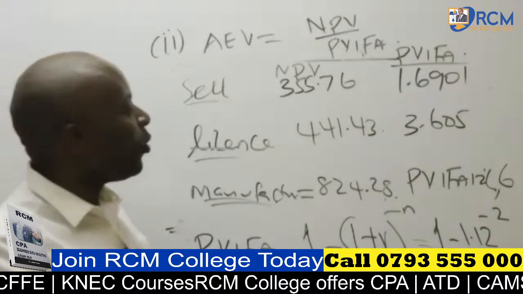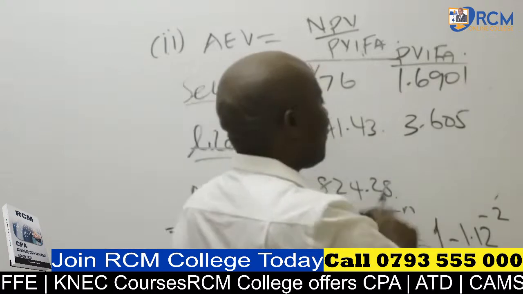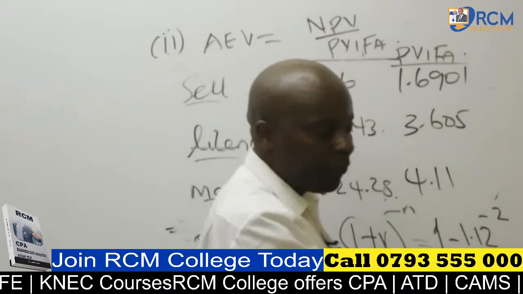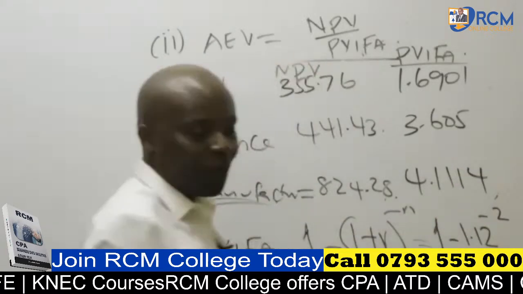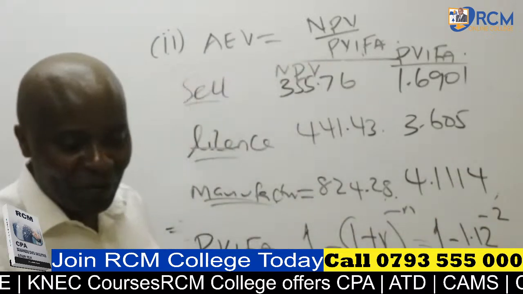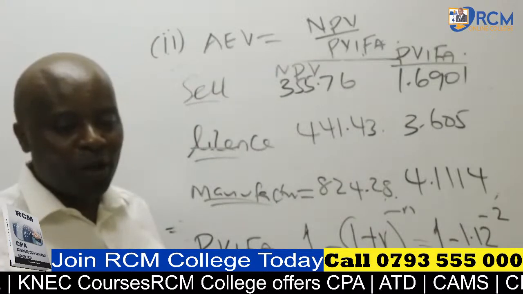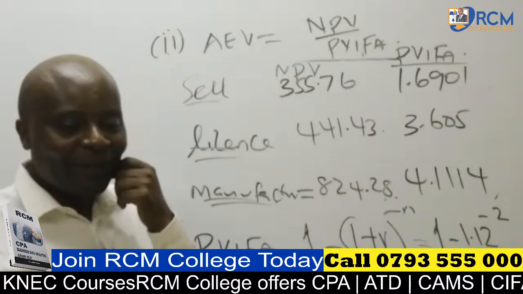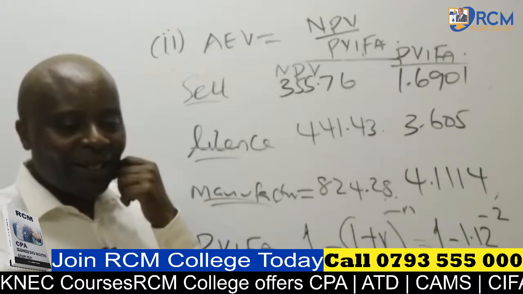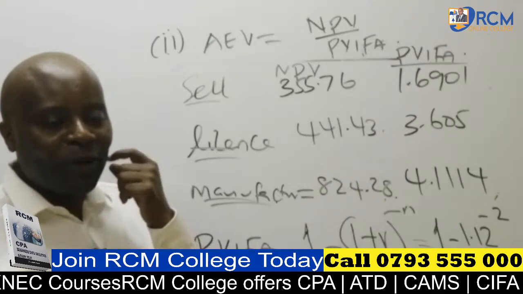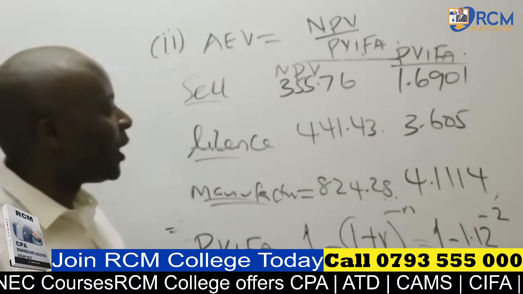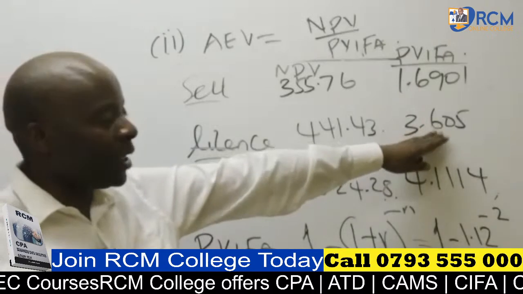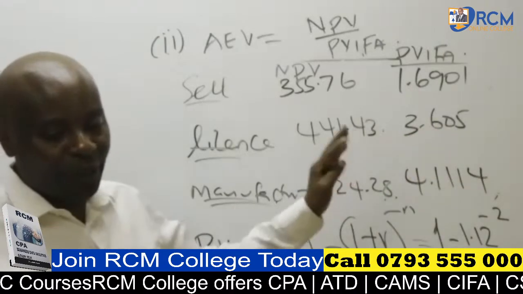Manufacturing is 4.1114. Manufacturing inafaa kuwa 4.1114 like that. So abracadabra, ebu sasa apply, ngoja kidogo. Suppose to be 4 digits. Yes, inafaa kuwa 4 digits. Kwa hivyo turudie hapa kidogo. Inafaa kuwa 3.60 watt.